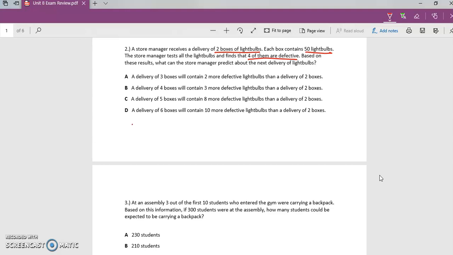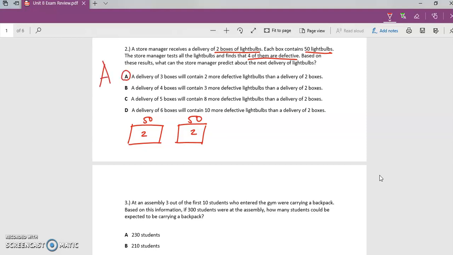In 2 boxes, there's 50 in this box, 50 in this box, but they found 4 defective. So that means there was probably 2 that didn't work in this box and another 2 that didn't work in that box. Now we look at our answers and see which one is actually going to be true. What can we predict about something else that's going to happen? Our correct answer would be letter A.